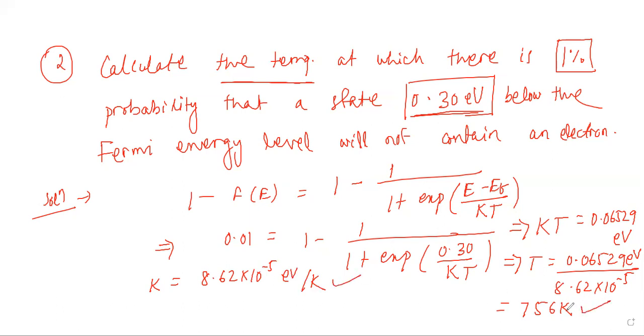So what does this mean? 300 Kelvin is room temperature. At 756 Kelvin, there is a 1% probability that a state below the Fermi energy level by 0.30 electron volt will not contain an electron. You can determine it this way. Let us move to another question.